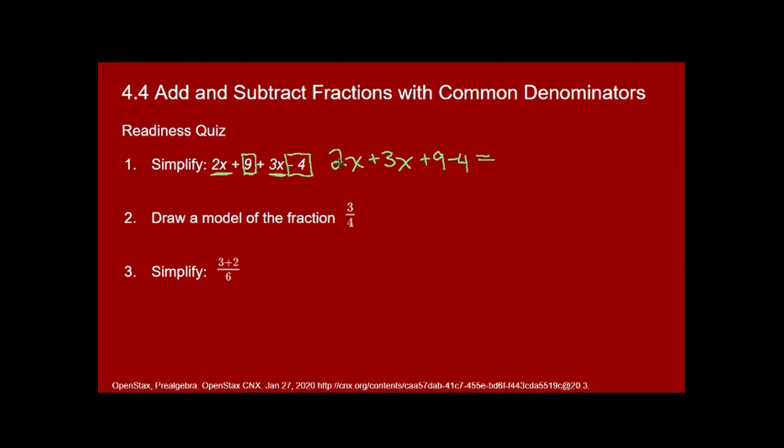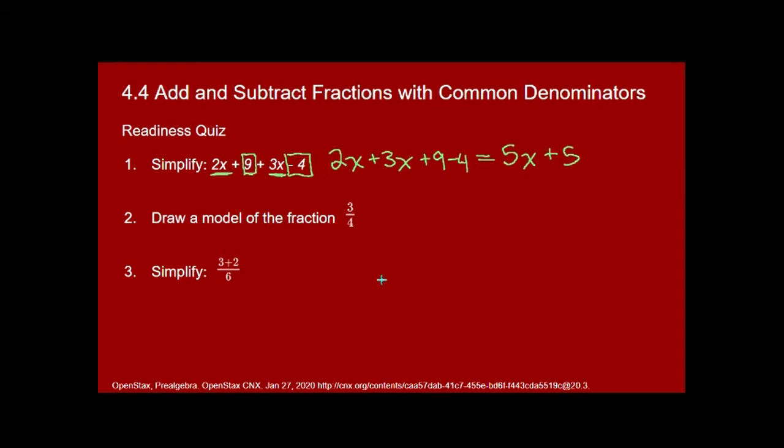Okay, so then we can combine the x's. 2x plus 3x. Remember, the x stays the same, but we add the coefficients. 2x plus 3x is 5x. All right, and then we have 9 minus 4 is 5, plus 5. So the simplified version is 5x plus 5.